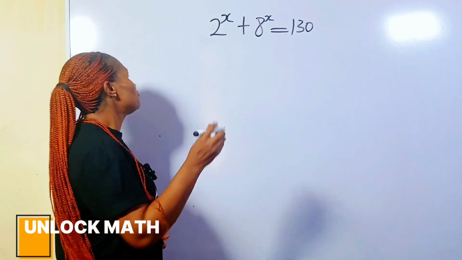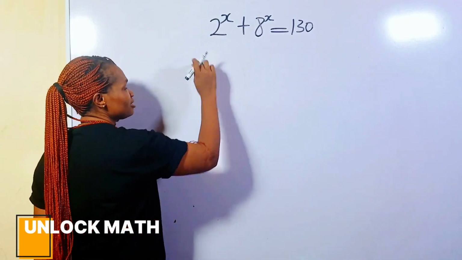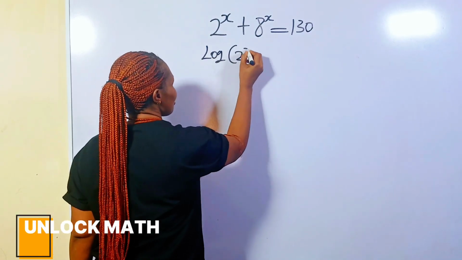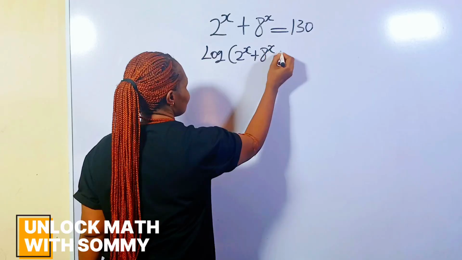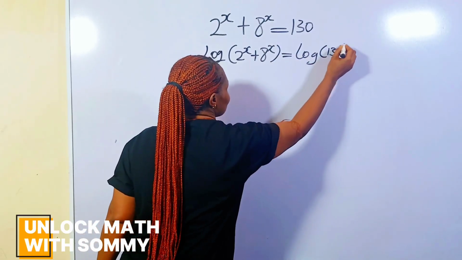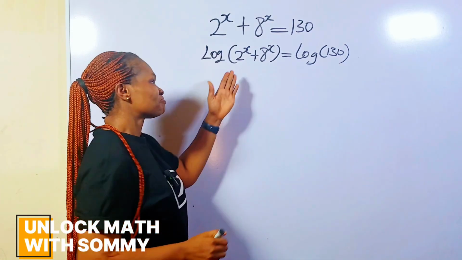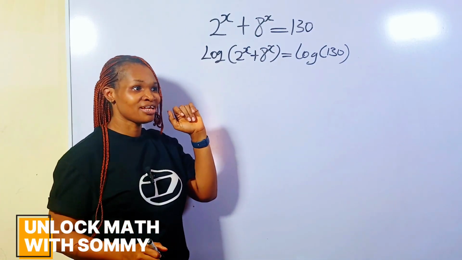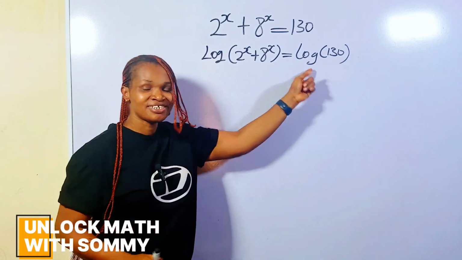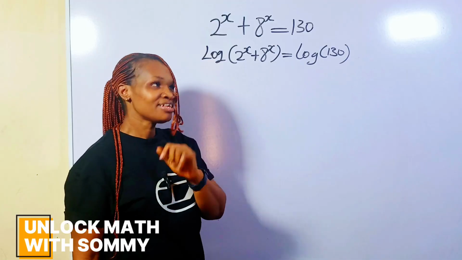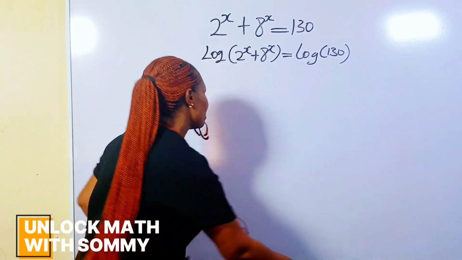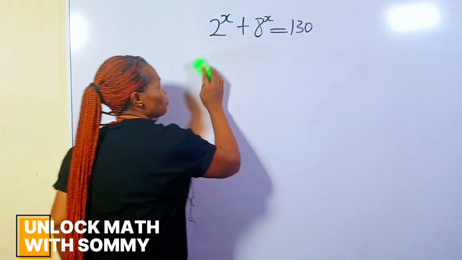Let's find out. If we introduce logarithm at the beginning, we have log of (2^s + 8^s) is equal to log 130. If you look at this equation now, you find out that there is no rule of log that we can use to solve it. Therefore, it is not wise for us to introduce log at the beginning. We clean it and then look at the equation again.